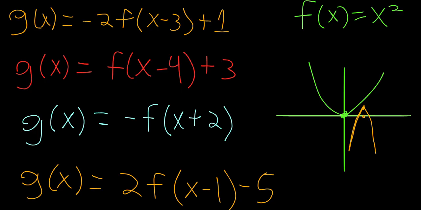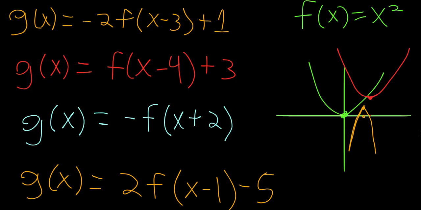Let's move on to the second one. G of x equals f of x minus 4 plus 3. This one is just a horizontal translation to the right 4. 1, 2, 3, 4. So right about there. And a vertical translation 3. 1, 2, 3. So right about there. Okay. And this is an upwards opening parabola. That is our transformation. Let's move on to the next one.